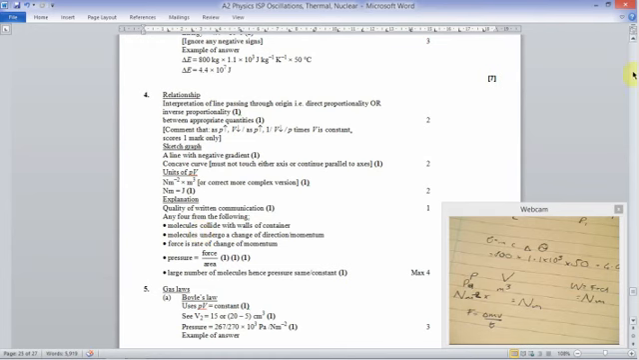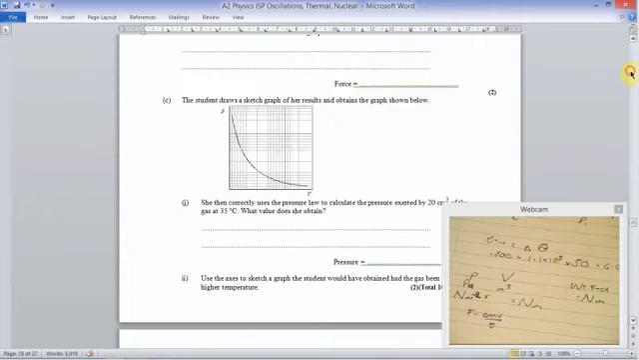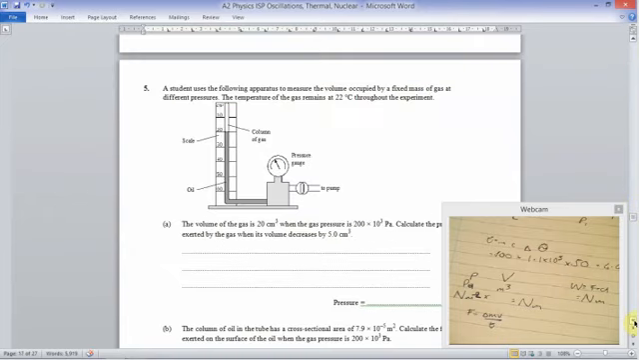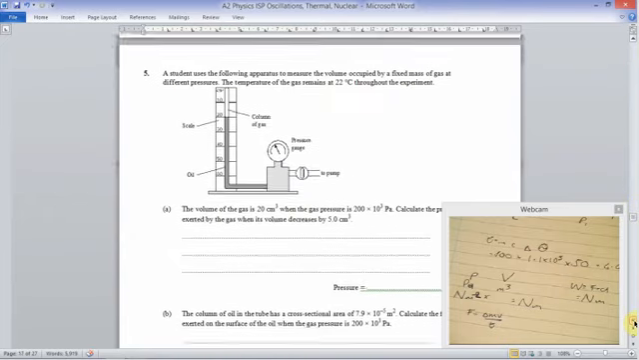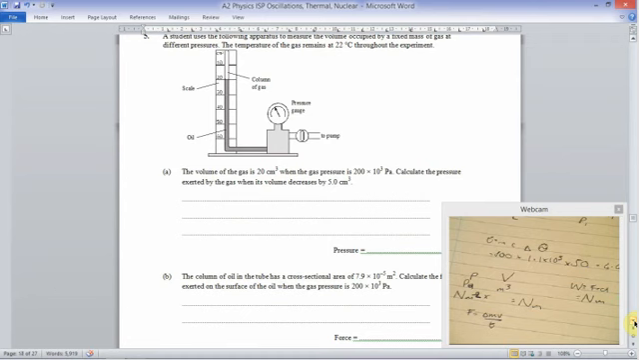Right, let's have a look at question 5, which is the final question on this ISP. So we've got apparatus here that allows us to investigate the relationship between pressure and volume. So this is Boyle's law apparatus.